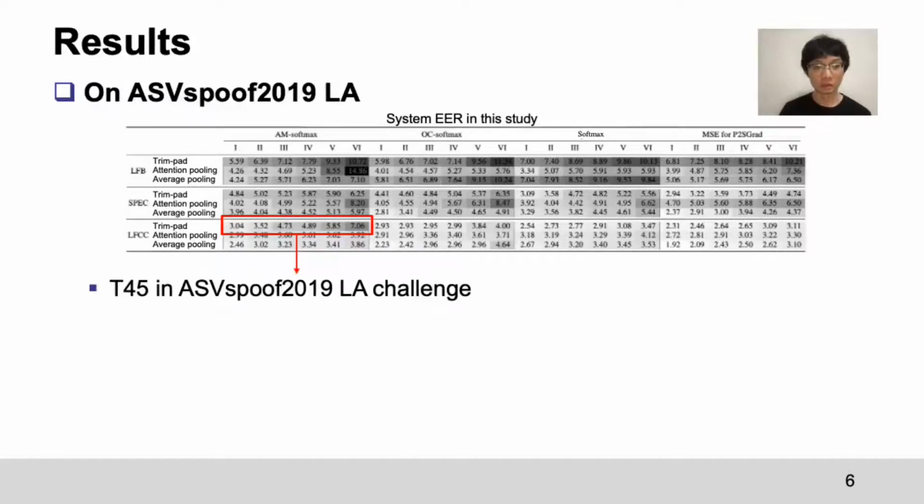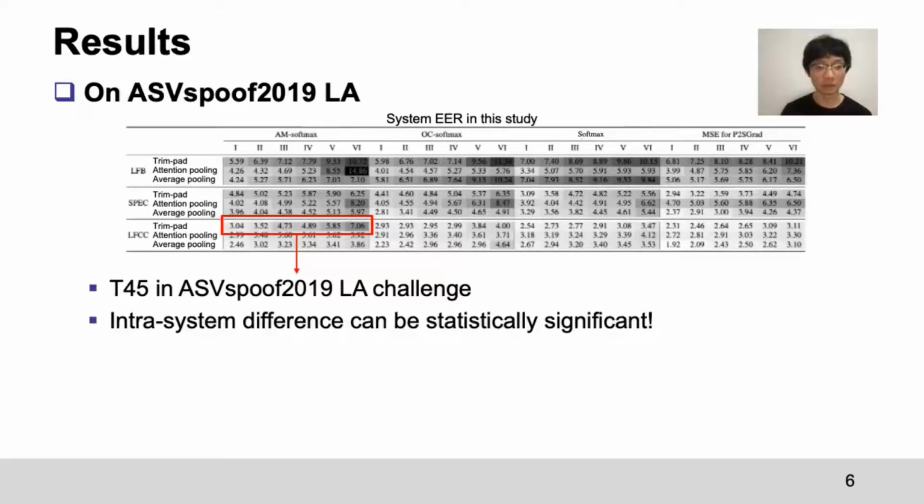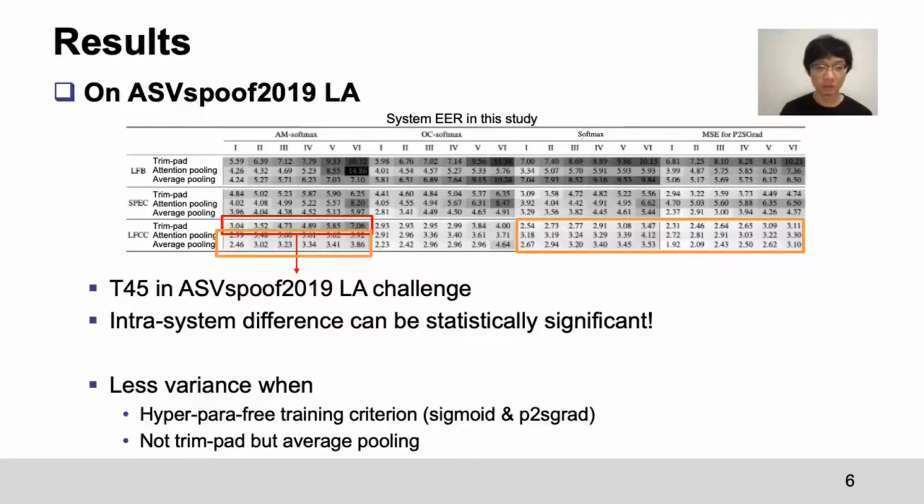As this table shows, we can reproduce the top system in the challenge, but we also noticed the same system can have different performance by simply changing the random initial seed. And this difference can be significant in a statistical sense. Less variance can be achieved if we switch to hyperparameter-free training criteria or use average pooling strategies.